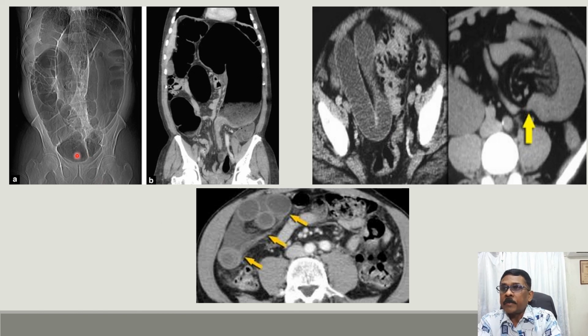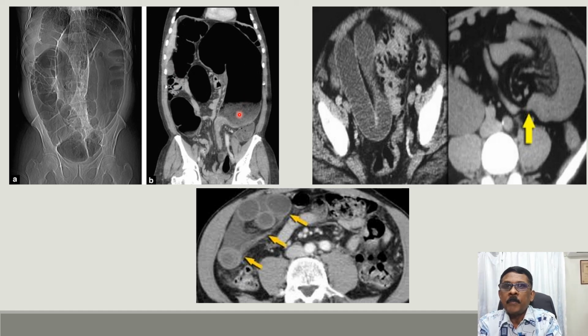Okay, these are X-rays. This is a closed loop obstruction of the large intestine. This is a sigmoid volvulus. You see there's no distension of the small intestine. So this is a competent ileocecal valve with large bowel obstruction. This is the same one here. It's a large bowel sigmoid volvulus.